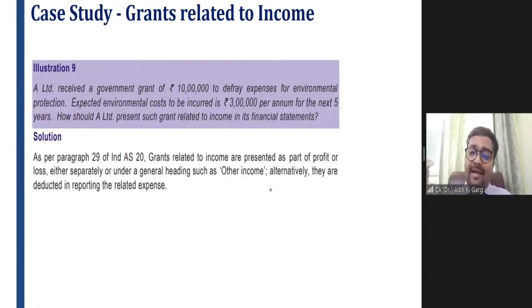Okay, and if I go by the net P&L impact, in the 5 years I am recognizing 2 lakh rupees every year as other income, total income 10 lakh. I am recognizing 3 lakh expense every year, the total expense is 15 lakh. In the 5 years net P&L impact is 5 lakh. In the second treatment, I am reducing 2 lakh rupees from 3 lakh rupees every year and the net expense is 1 lakh. So the net P&L impact is 5 lakh in the 5 years. So same treatment. I hope it is very easy, very simple to understand. This is a very simple standard.